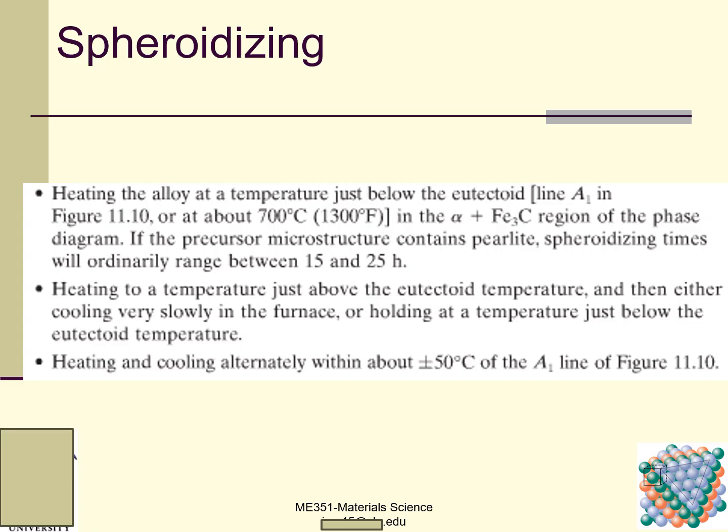Another way is heating to a temperature just above the eutectoid temperature, and then either cooling very slowly in the furnace or holding at a temperature just below the eutectoid temperature, heating and cooling alternately within about plus or minus 50 degrees C of the A1 line of figure 11.10. So with heating and cooling alternating within about this range, you can get a spheroidite microstructure.